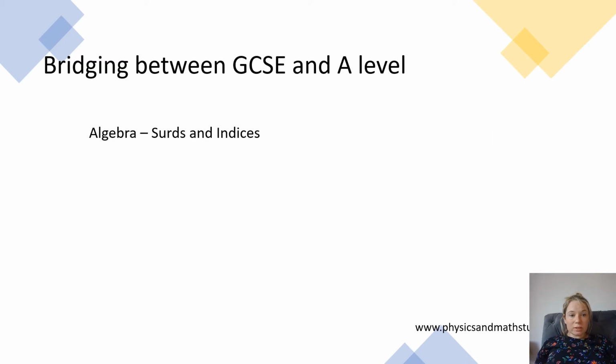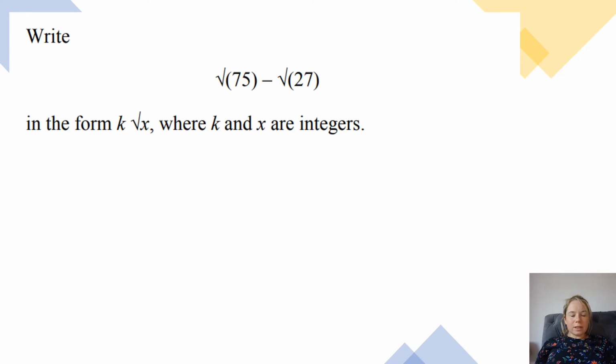So the first question we're going to look at is, now you've got two surds here, root 75 minus root 27. On this question, the difficulty level isn't too great. It's just that the difference with A-level is they tend to ask in a slightly different form, form k root x. I've noticed the terminology is slightly different. It's actually no different to GCSE. So root 75, hopefully you know how to simplify surds.